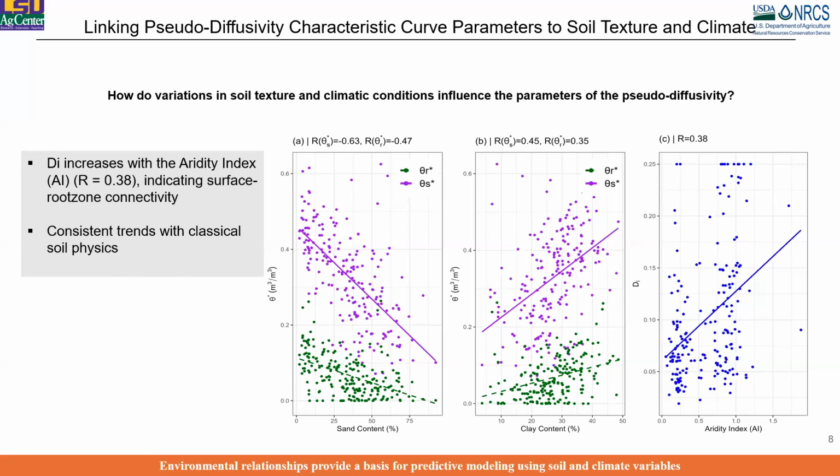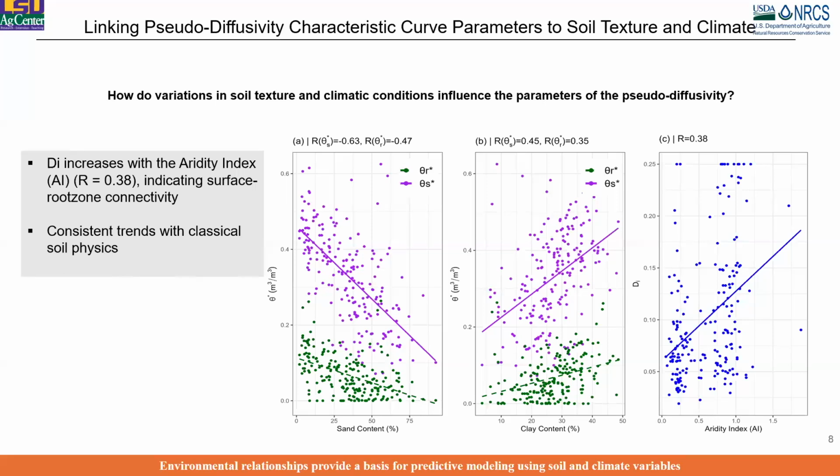So you can clearly see that these two model parameters are directly linked to soil texture, that is, sand content. If you look at the clay content, you can also see a positive correlation: as the clay content increases, the two parameters also increase. We also tried to find the correlation between the DI and the aridity index, and we found that as the aridity index increases, the DI also increases. So it had a positive correlation.